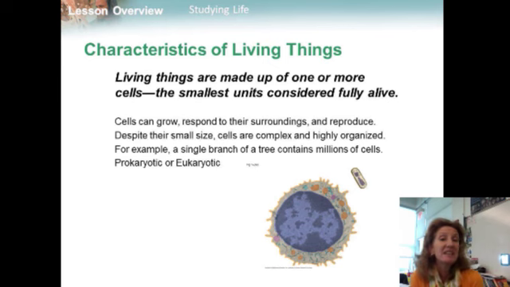Another characteristic is that living things are made up of cells. Cells are the smallest unit considered fully alive. They can perform all activities required for life. Cells can grow, respond to their surroundings, and reproduce. They are small, but they are highly complex and highly organized. There are two types of cells that you need to be aware of, eukaryotic and prokaryotic, and we'll be talking about those again a lot more too.